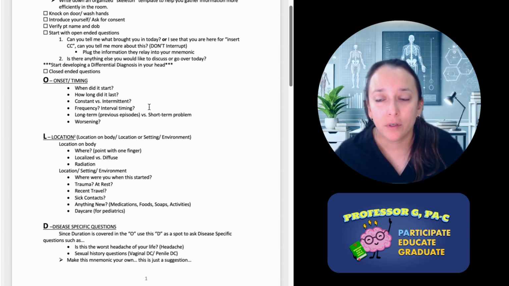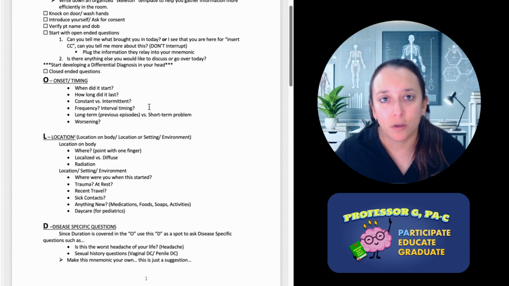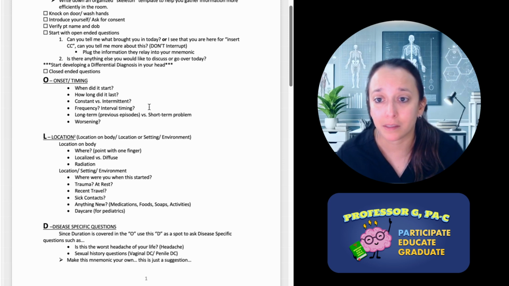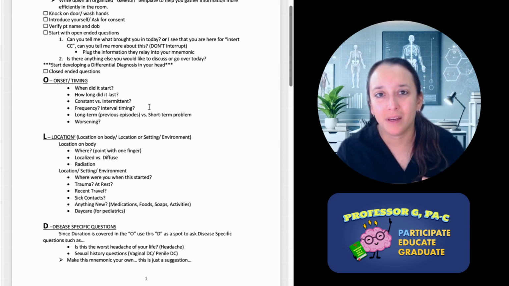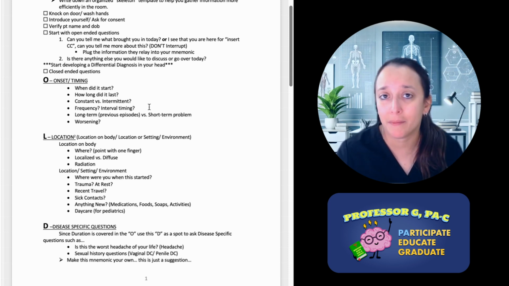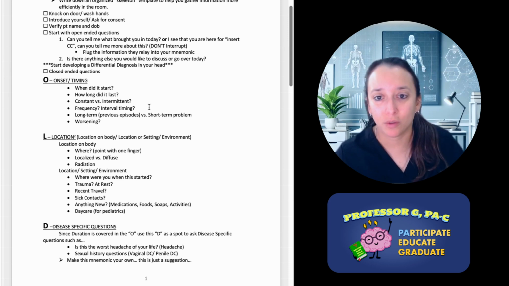Okay, so after we write this skeleton down, you're going to be given a minute before you walk into your practical examination. So you want to get really good at making your template concise and consistent. You're going to knock on the door and wash your hands. This can be simulated. No need to take precious time in your practical exam to actually wash your hands.